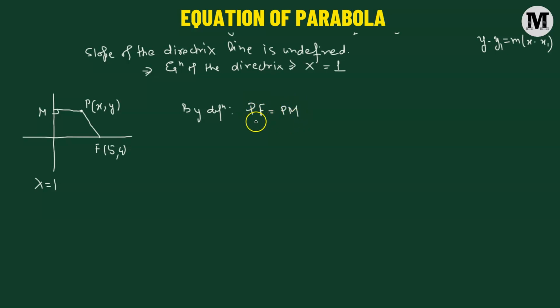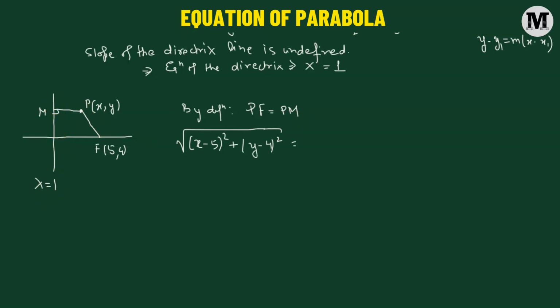Now we can easily find the length PF by using the distance formula. Here we'll take the square root. Underneath the square root, we take the difference of the x coordinates, that's x minus 5, and square this value. We add it to the difference of the y coordinates, that's y minus 4, and square this value as well. This will be equal to PM. PM is the perpendicular distance of the point P from the straight line x equals 1.